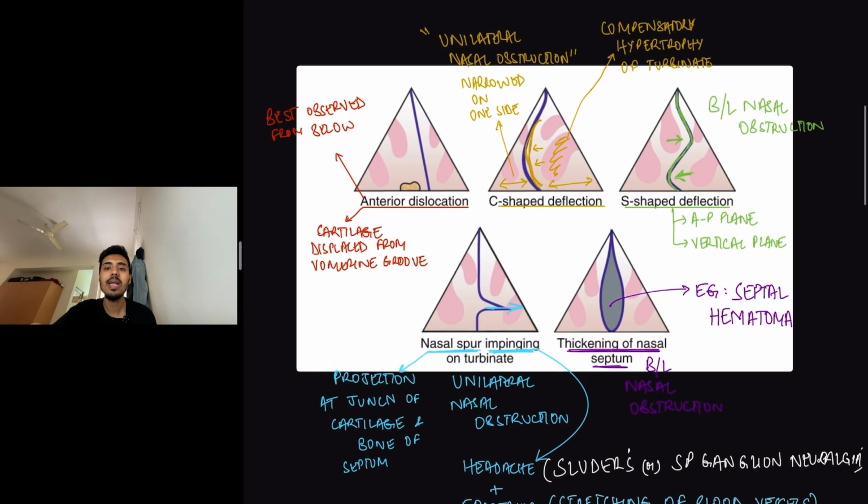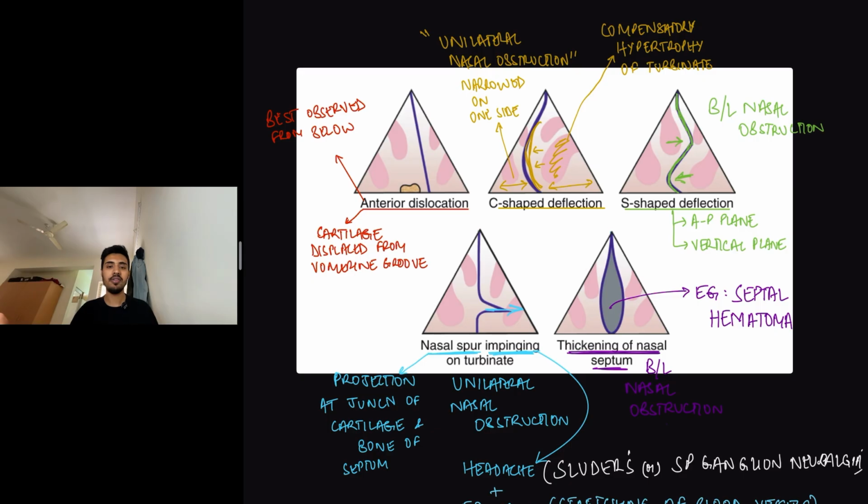Next, coming to the types of DNS. Now, this diagram is more than enough. See, first type is anterior dislocation. The entire septum, as you can see in this purple line, has been dislocated towards one side. So when we look from below, the entire septum is dislocated towards one side. It is known as anterior dislocation. So an example is the cartilage getting displaced from the vomerine groove. Let's say lateral trauma, and then the cartilage which is sitting in the vomerine groove gets displaced. So that can lead to anterior dislocation.